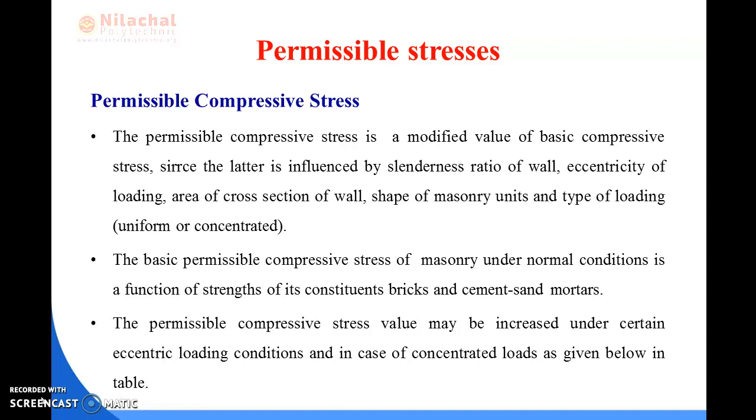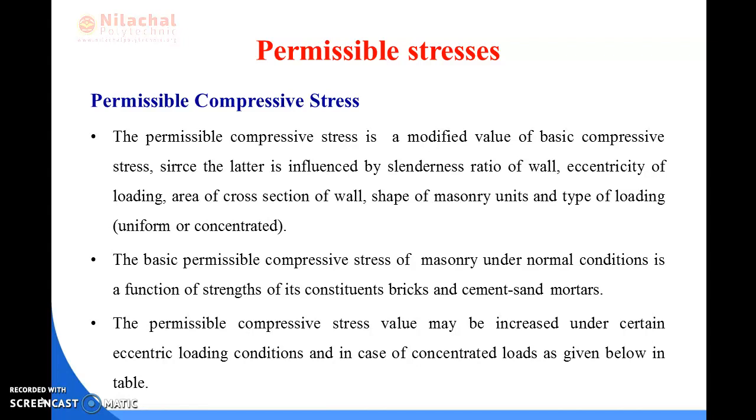So the first consideration is depending upon permissible stresses. The first permissible stress is permissible compressive stress. The permissible compressive stress is a modified value of basic compressive stress since the latter is influenced by slenderness ratio of the wall, eccentricity of the loading, area of the cross section of wall, shape of the masonry units and types of loading. The loading may be uniform or concentrated.